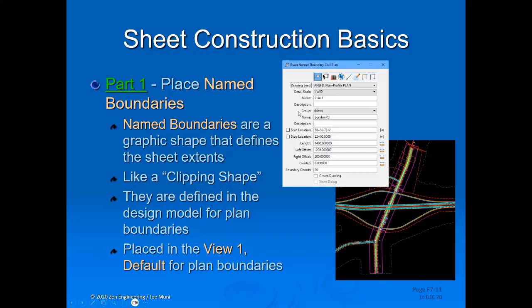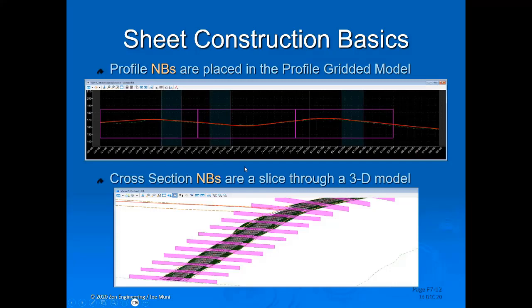Anyway, so part one is to place out your name boundaries, again, the cutting shapes for your sheets. Now, if you're doing a profile, you've obviously got to have a profile view open. That's just a very typical process with civil design. You open up that gridded model and pick a view and place it in there. And then once you have that model open, you would place your profile name boundaries in there. And as I said already, cross-section name boundaries are spliced right through your 3D model, so you've got to have a 3D model open in order to get those to show up.